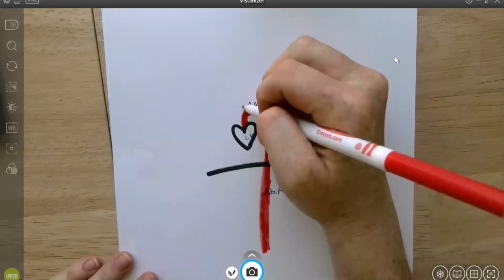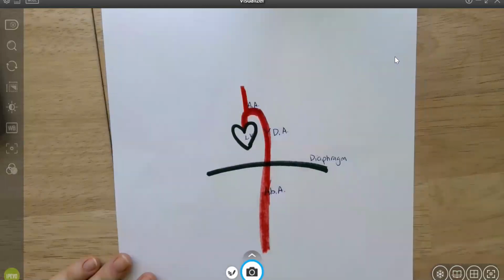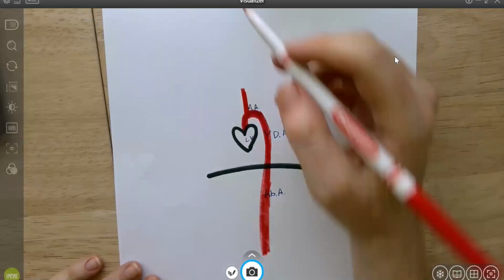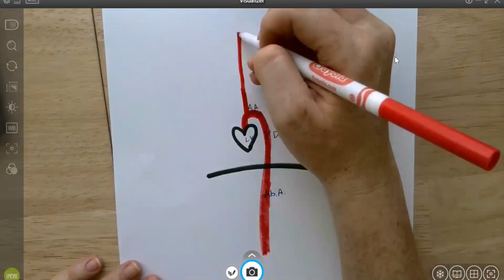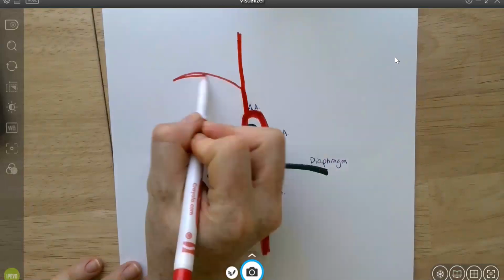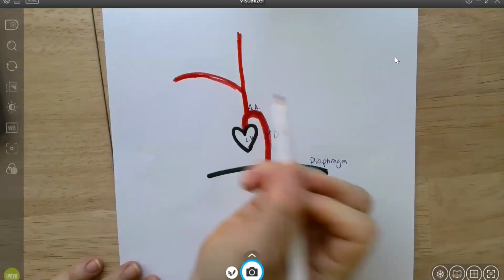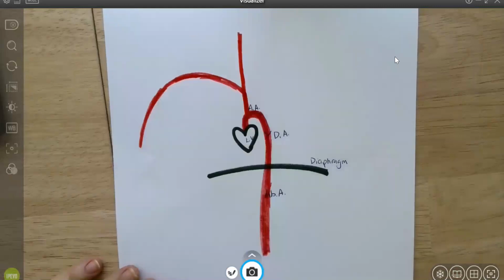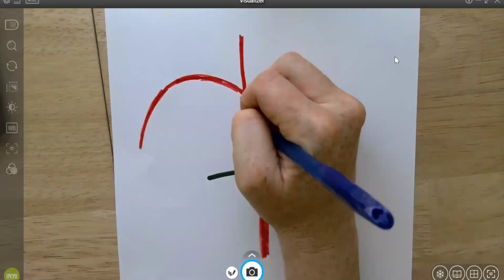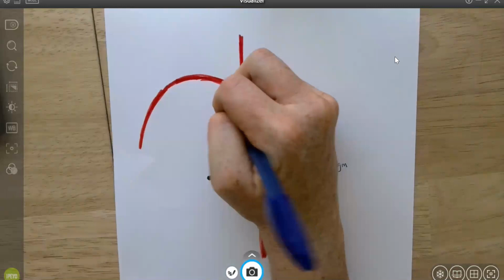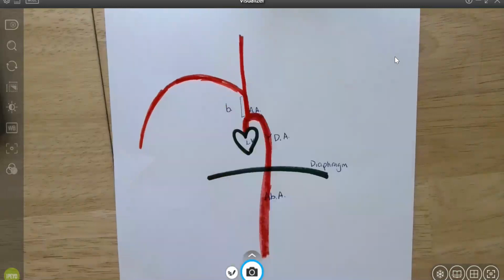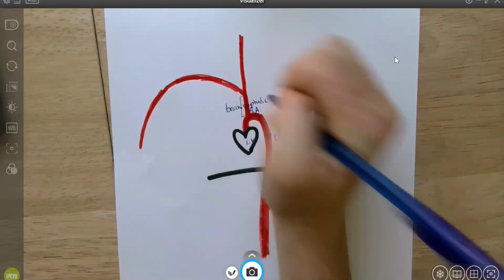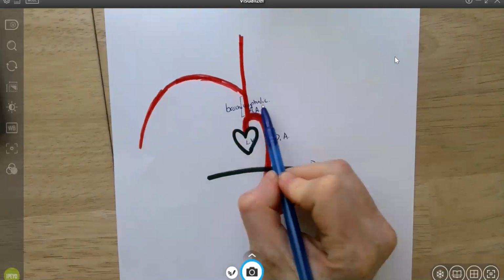The first branch is going to be called the brachiocephalic artery, and the reason it's called that is because it has two branches, one that goes upwards into the head, that's the cephalic part, and the other one that goes into the arm, that is going to be the brachial part. Okay, so this area right in here before this split, that is the brachiocephalic artery, which means brachial because of the arm, cephalic because of the head.